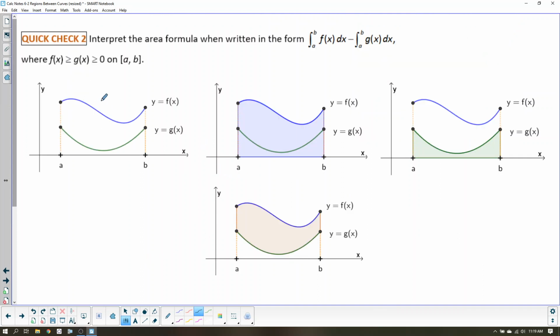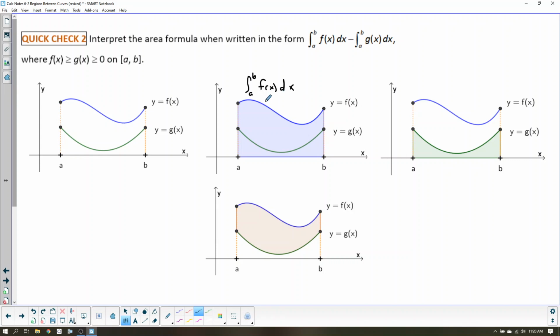Okay, the next quick check says interpret the area formula when written in this form. And it says assuming that f is greater than g, they're both positive. So the picture would look something like this over the interval a b. Well, if we look at the first integral, this picture is modeling what you see in the first integral, the integral from a to b, f of x dx.